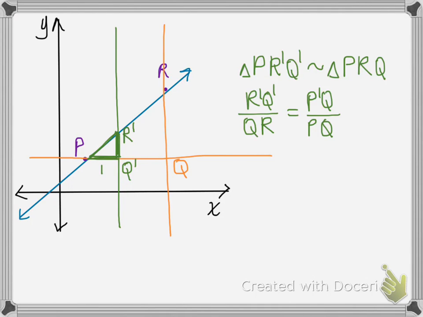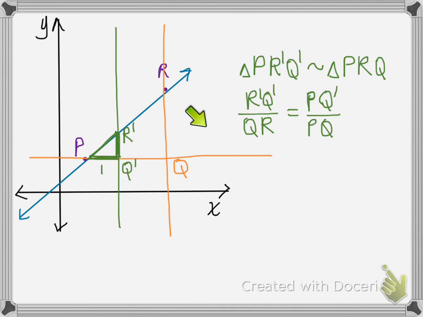Sorry, I've got the prime in the wrong place here. So it's not P prime. There's only one P because they share that point. So it's PQ prime and PQ. So we've got PQ prime, the base of the small triangle, and PQ is the base of the large triangle. So those ratios are going to be equal.